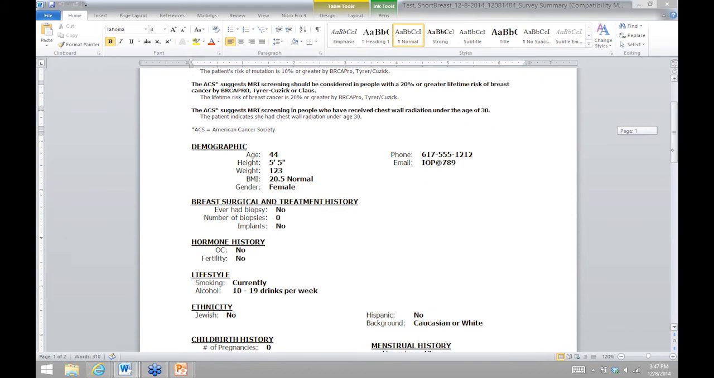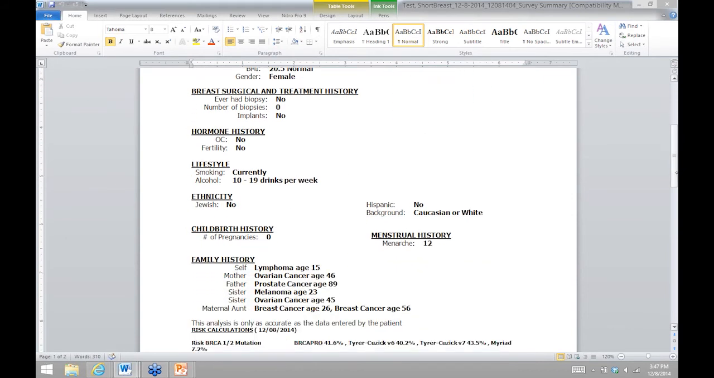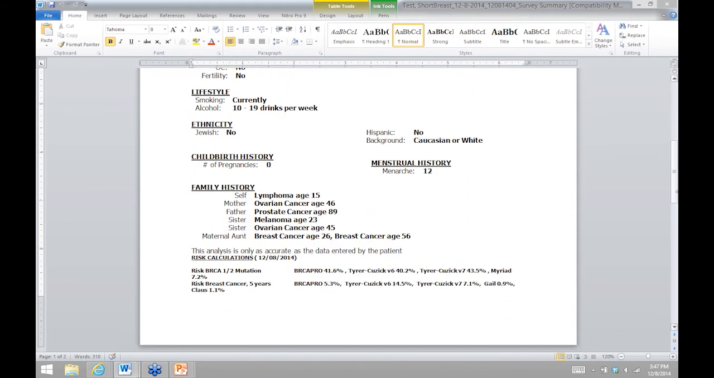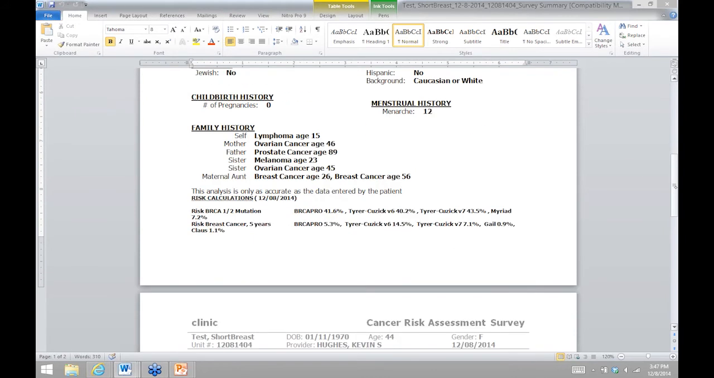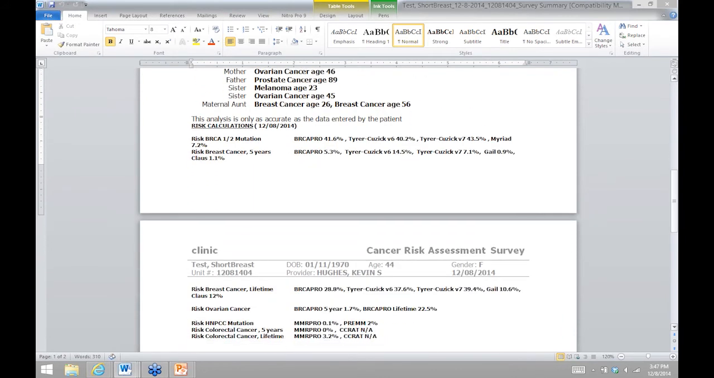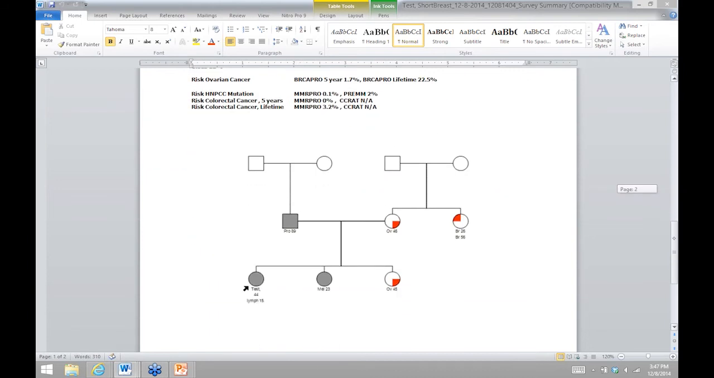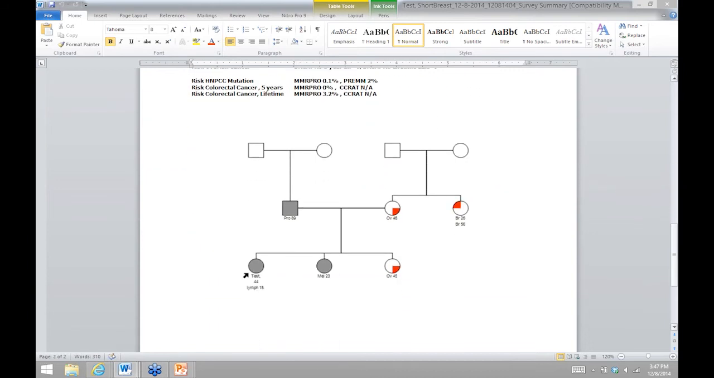The printout also includes all the information the patient has entered, shows the family history as a table, shows all the risk calculations in case you want to know specifically what each model has shown in terms of mutation risk, 5-year risk, lifetime risk, etc., and draws a pedigree for the individual as well.